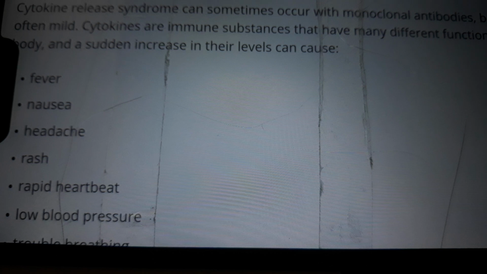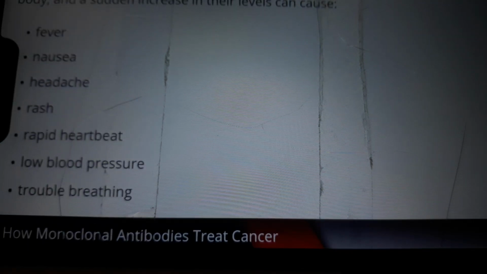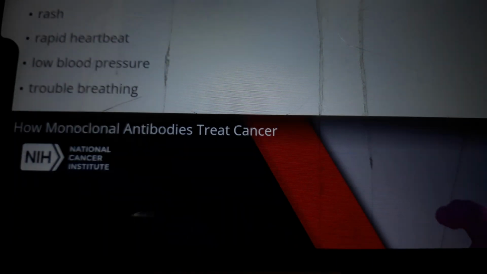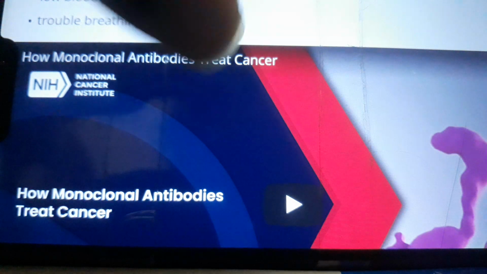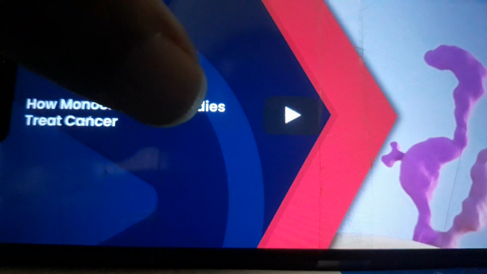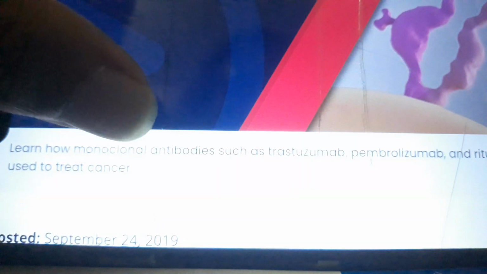So, cytokine release syndrome can sometimes occur with monoclonal antibodies, but it is often mild. Cytokines are immune substances that have many different functions in the body, and a sudden increase in their levels can cause fever, nausea, headache, rash, rapid heartbeat, low blood pressure, and trouble breathing. How do monoclonal antibodies treat cancer? I think we did have a video on that. We saw that.